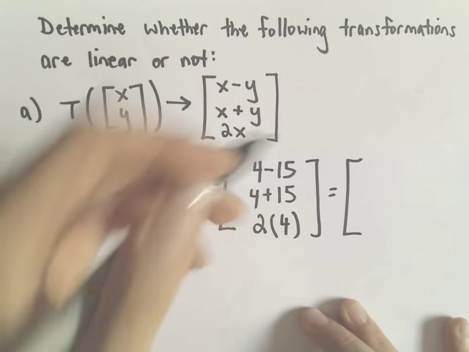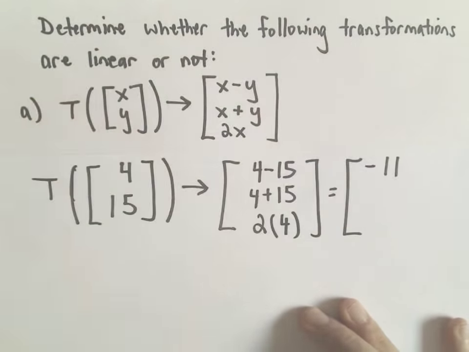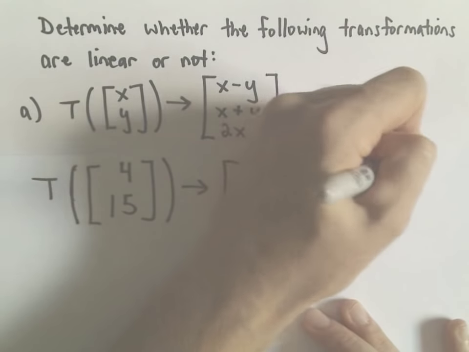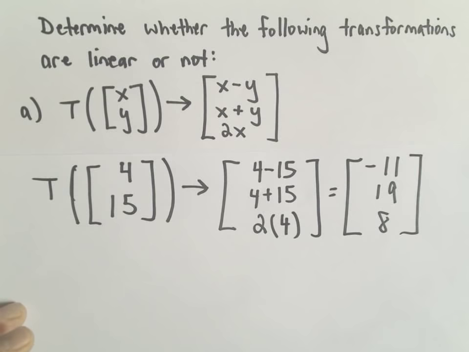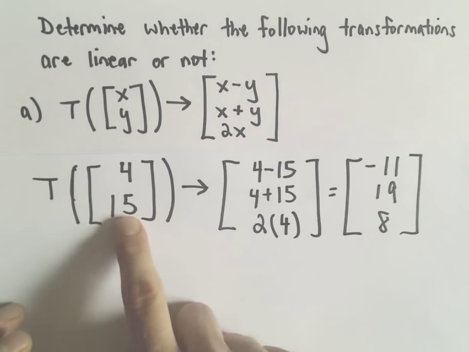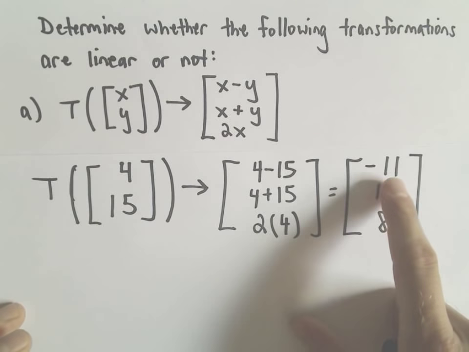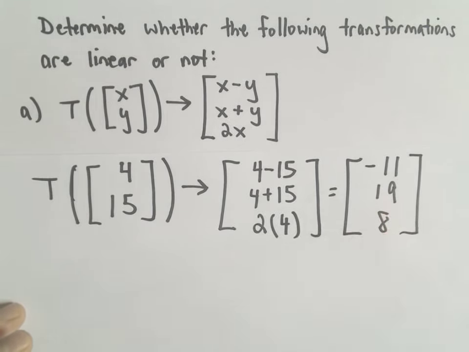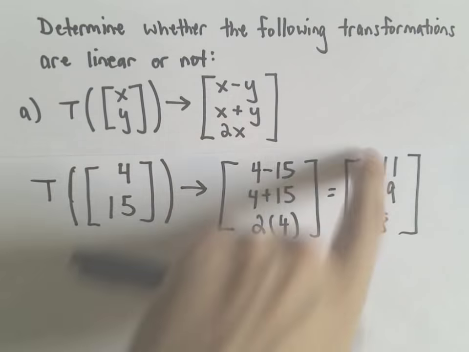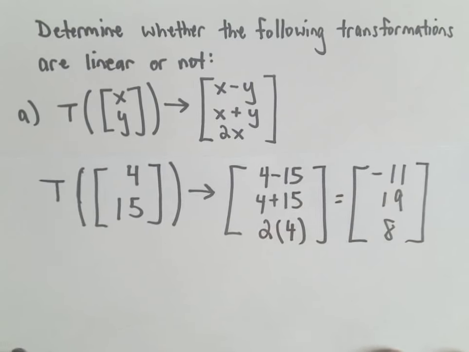Well, 4 minus 15, that's negative 11. 4 plus 15, that's 19. And 2 times 4, that's going to be 8. So under this transformation, it's going to map the vector with components 4, 15 into R3, and give us the vector with components negative 11, 19, and 8. So, again, nothing crazy there. That's all it is. Just taking one vector, with some rule associated with it, and it produces a new vector.